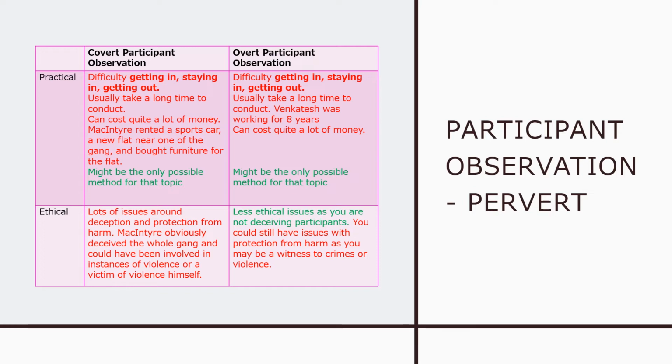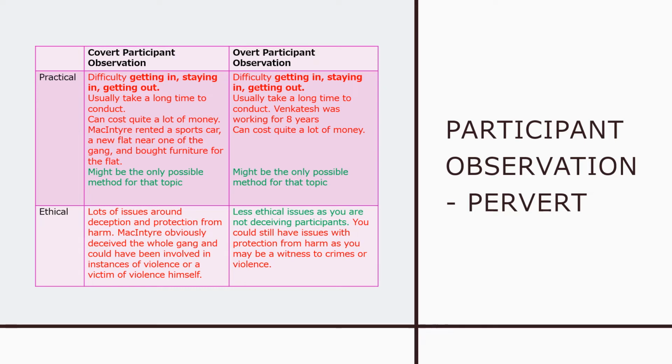Now, on the overt side, with Venkatesh, where it was obvious he was doing the research, you're not deceiving the participants. Okay, they know you're a researcher, they know what you're there for, and you can therefore get consent. You still might have issues from protection from harm. You still have to be careful about publishing your data with anonymity, keeping it anonymous, because these people can go to prison for your research, and that actually is unethical.